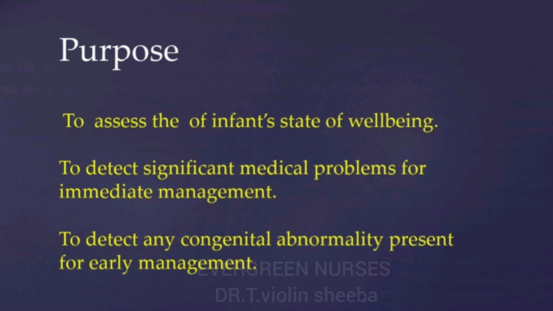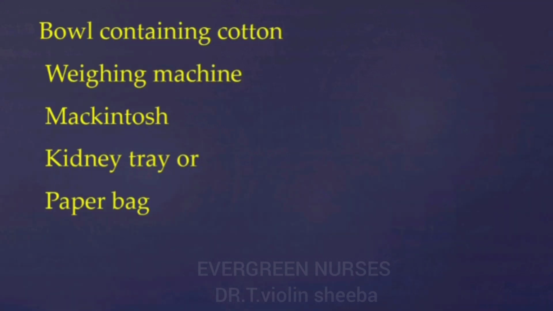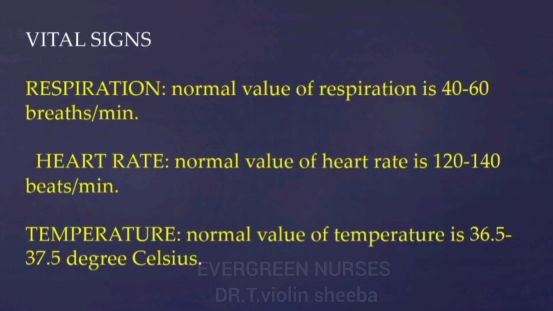Let us see the articles required for doing this procedure. A tray containing hand washing articles, stethoscope, inch tape, torchlight, weighing machine, bowl containing cotton, infantometer, mackintosh, kidney tray or paper bag. Let us start our procedure with checking vital signs.